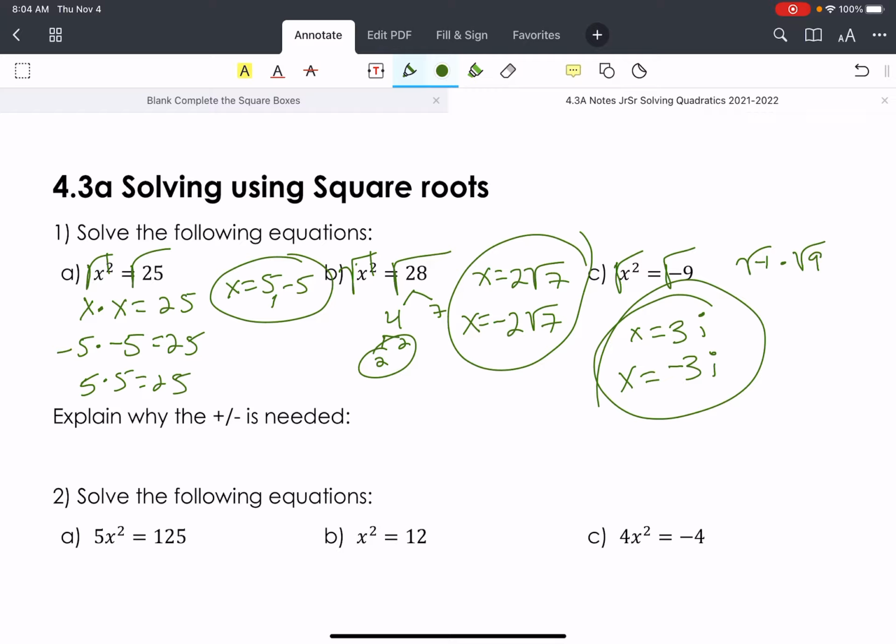-3i. Can someone raise their hand and explain back to the class why do we have both the plus and the minus when you square root? Why is it needed to have both the plus and the minus when you square root? Can someone raise their hand and explain that back to the class?